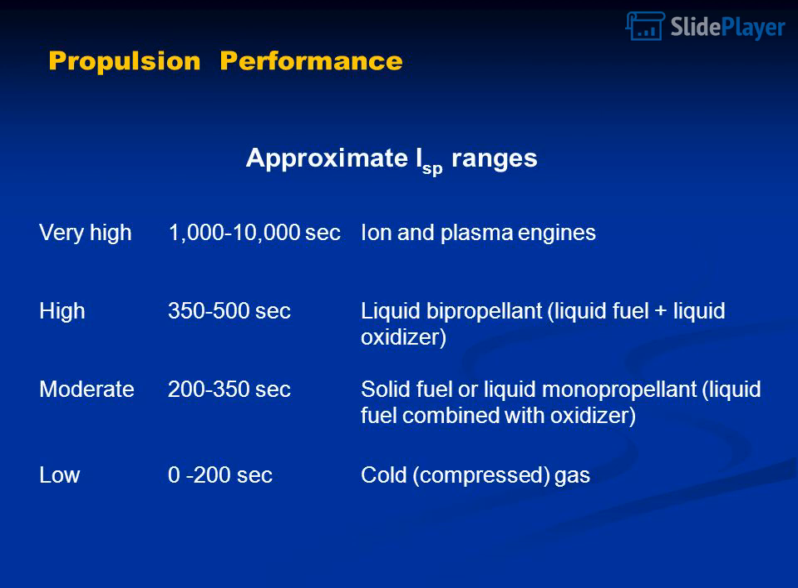Propulsion performance. Approximate ISP ranges. Very high: 1000 to 10,000 seconds, ion and plasma engines. High: 350 to 500 seconds, liquid bipropellant, liquid fuel plus liquid oxidizer. Moderate: 200 to 350 seconds, solid fuel or liquid monopropellant, liquid fuel combined with oxidizer. Low: 0-200 seconds, cold, compressed gas.